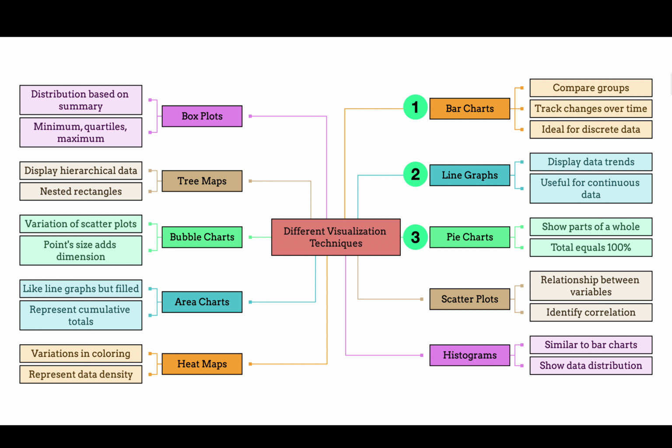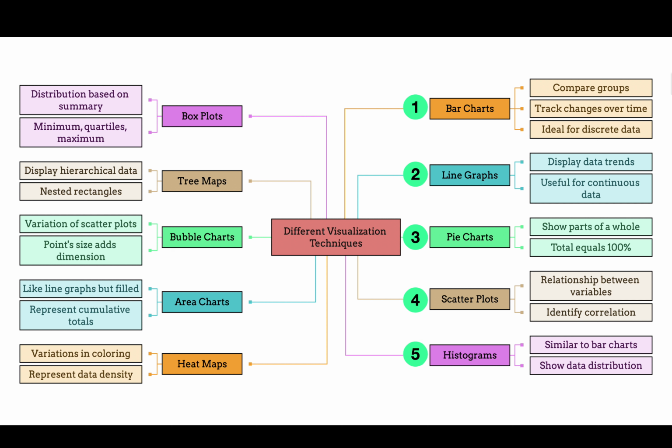3. Pie charts, effective for showing parts of a whole. Used when the total of all segments equals 100%. 4. Scatter plots, ideal for showing the relationship between two variables. Useful in identifying types of correlation, or distribution trends.